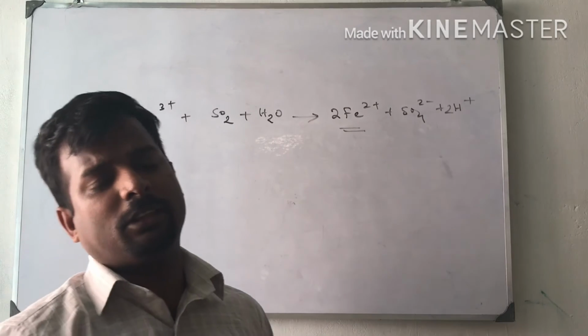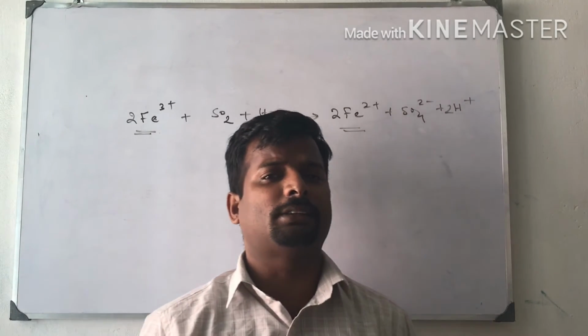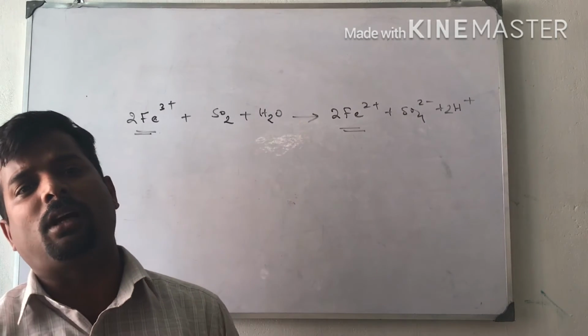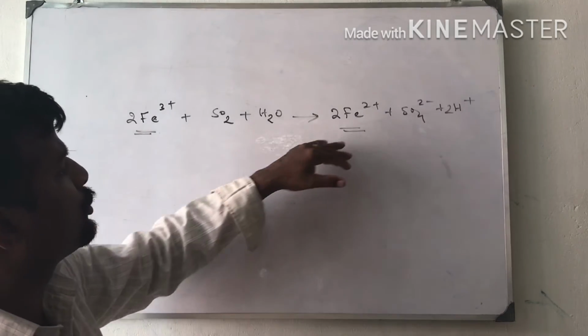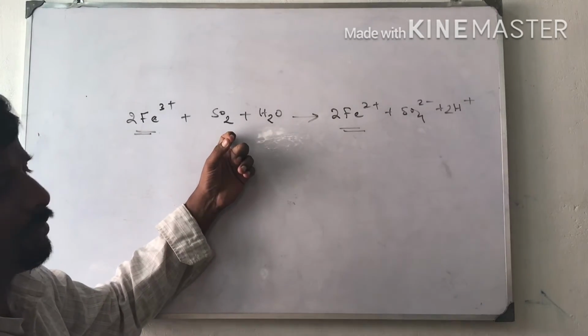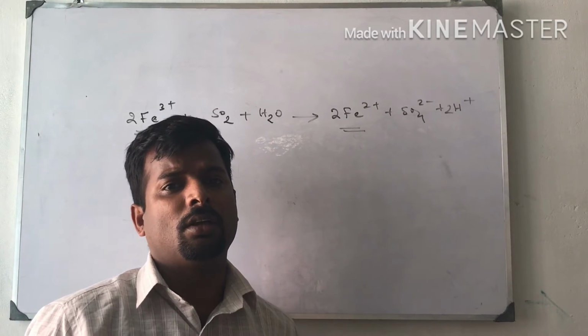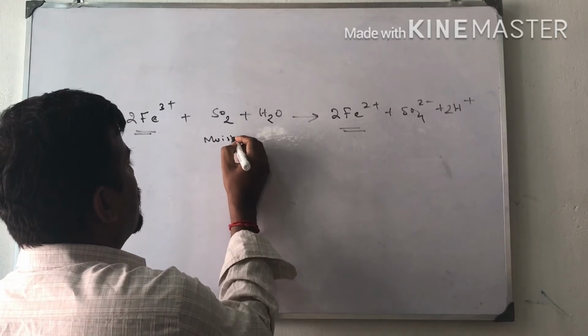What do we mean by reduction in terms of electrons? Gain of electrons during a chemical reaction is called reduction. Loss of electrons is called oxidation. Here reduction takes place: Fe3 plus is reduced to Fe2 plus in the presence of sulfur dioxide. So sulfur dioxide is a very good reducing agent, especially moist sulfur dioxide.